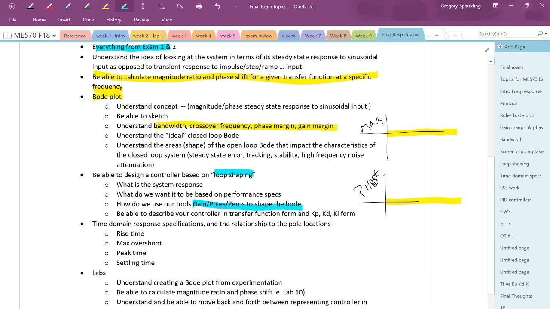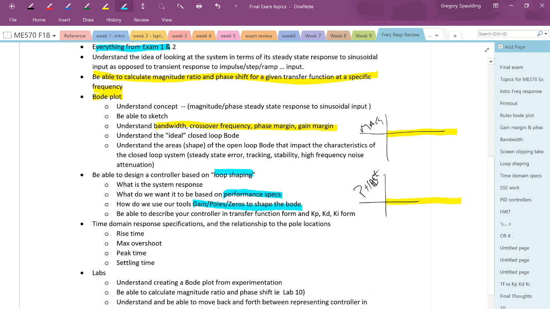Remember, our gain, we move the magnitude plot up and down with our gain. Our poles will drive the magnitude plot down by 20 dB per decade. And with zeros, we can lift it up, change the slope by 20 dB per decade. So we can reshape that with our gains, poles, and zeros. Remember the performance specs on here, and I've got a little bit of that also in the next topic.